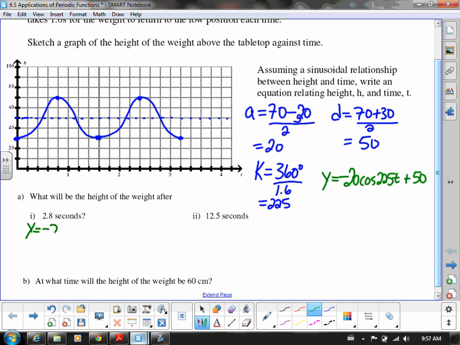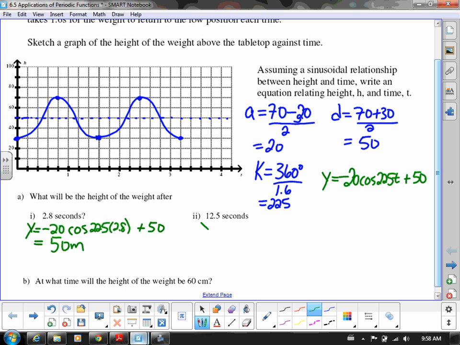So we have y equals negative 20 cosine of 225 multiplied by 2.8 plus 50. Make sure you multiply the 225 and 2.8 before you do the cosine. And when you do this, you should end up with a value of 50. Now, if we use our graph to check that answer, if we go to 2.8, does it look like it's right on the 50? Yes, it does. So we're in the right ballpark.